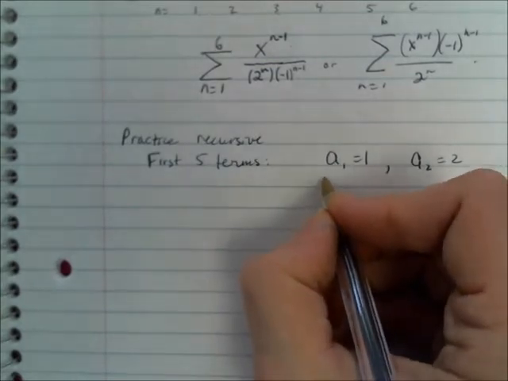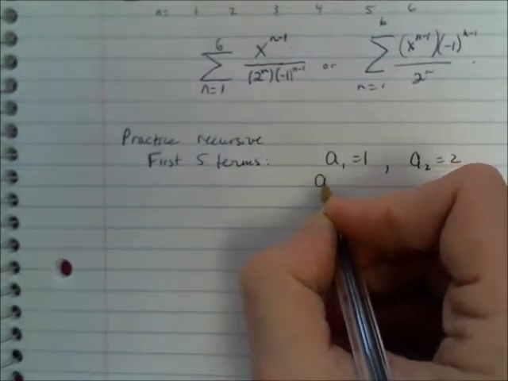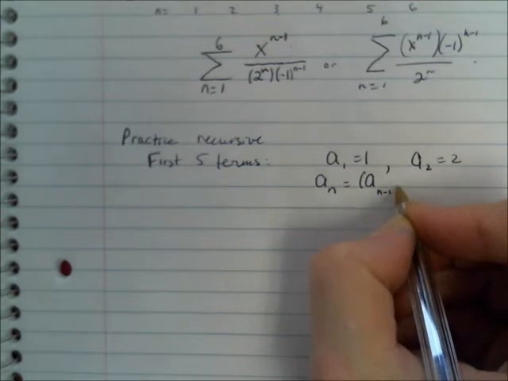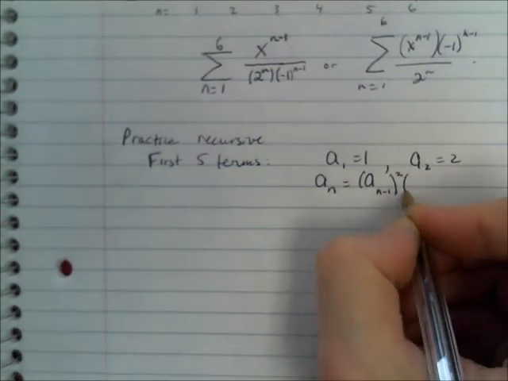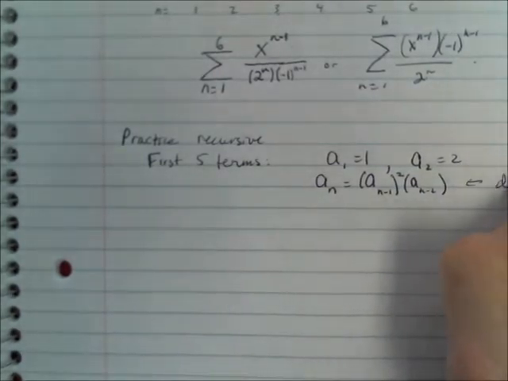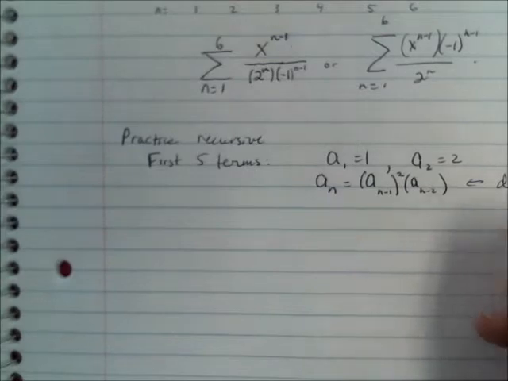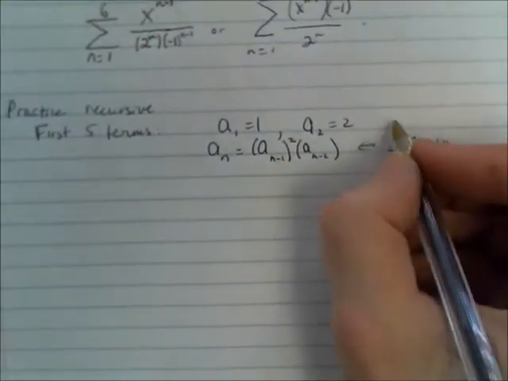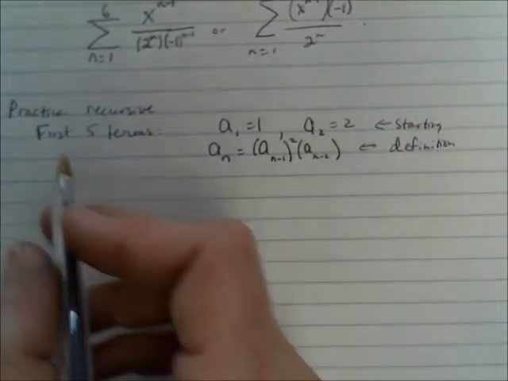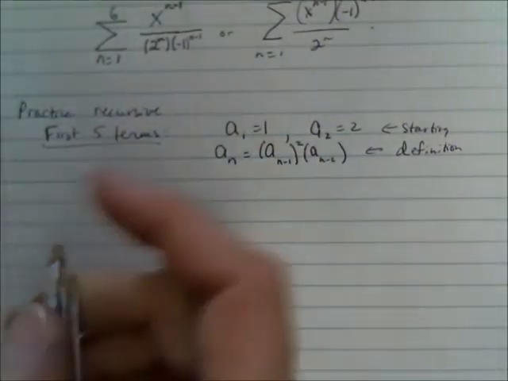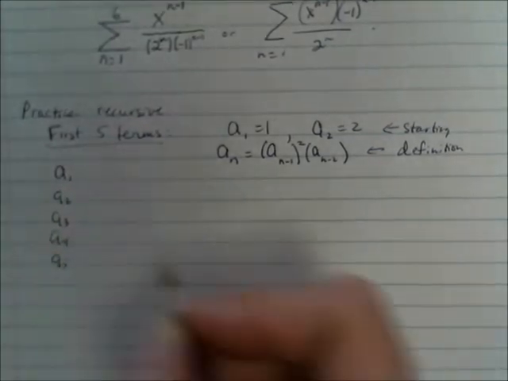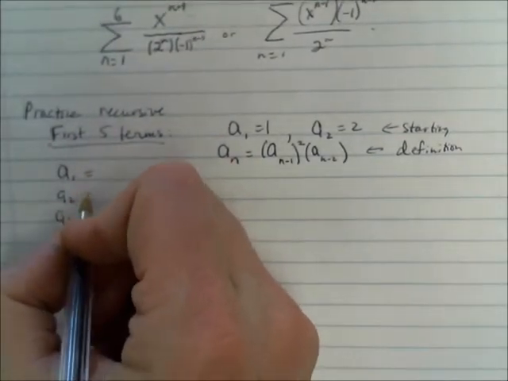The definition of this recursive sequence is the nth term is equal to the n minus 1 term squared times the n minus 2 term. So there is the definition, and these are your starting values. Our job is to write the first 5 terms, A1, 2, 3, 4, and 5. It's a no-brainer for the first 2 because I told you them.